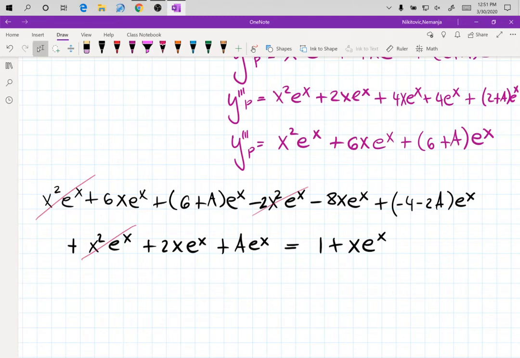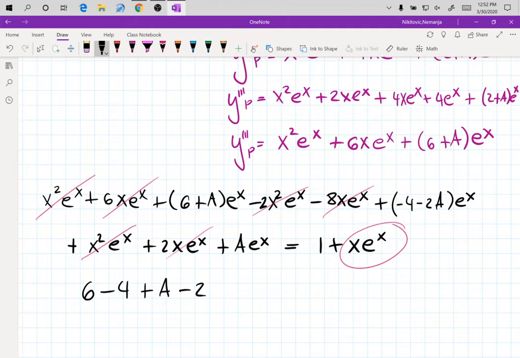So what do I have? I have x, minus 8 plus 2. These guys cancel as well. But they should make one of these to balance it. So what do I have? I have 6 minus 4 plus a minus 2a plus a equals 1. Now the a's all cancel and I get 2 equals 1.